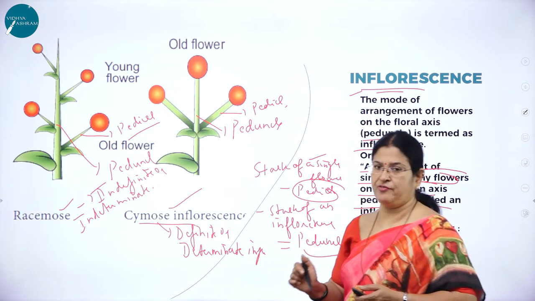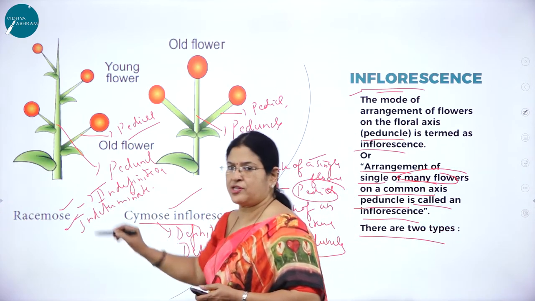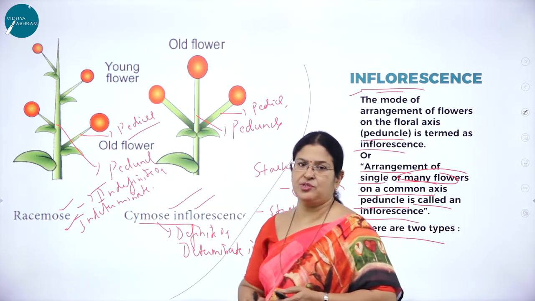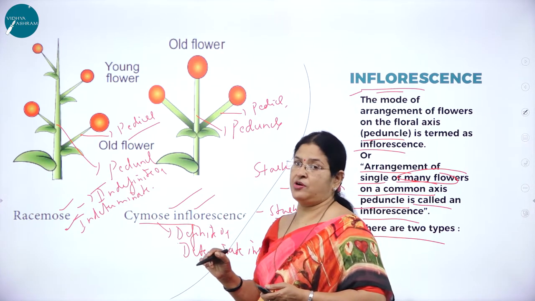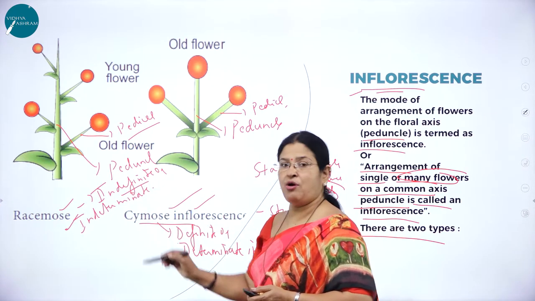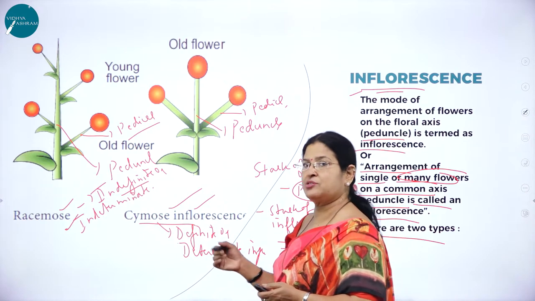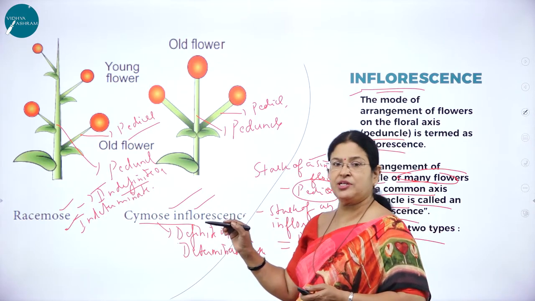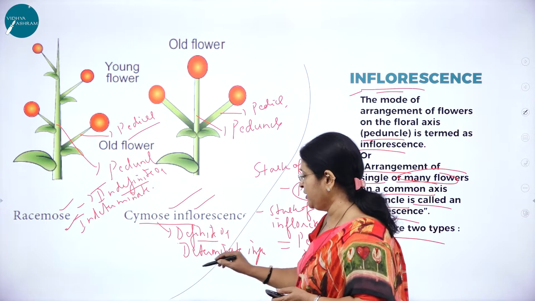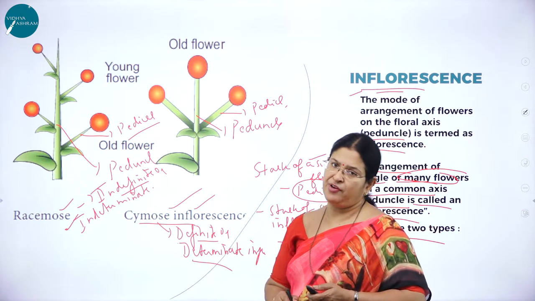So what are the two types of inflorescence? One is called racemose inflorescence. The other one is called cymose inflorescence. Racemose inflorescence is called indefinite or indeterminate inflorescence also. Whereas cymose inflorescence is called as what? Definite or determinate type of inflorescence.